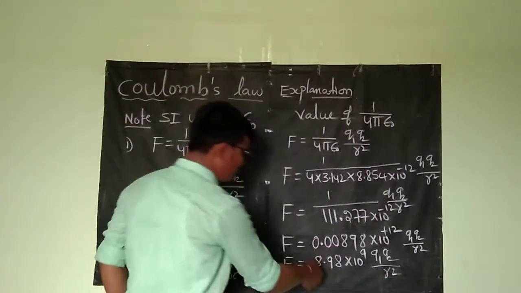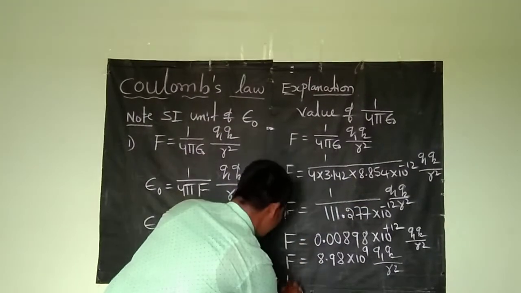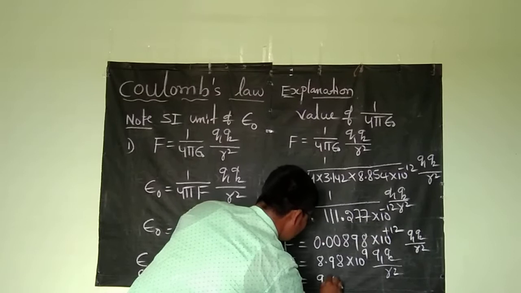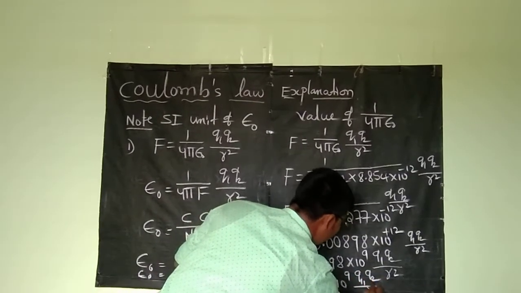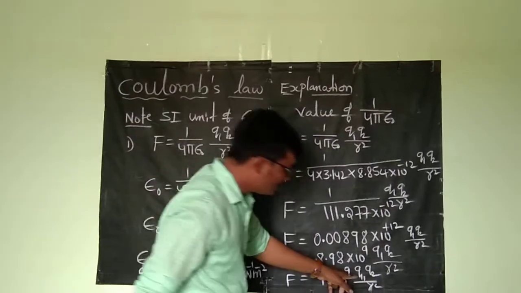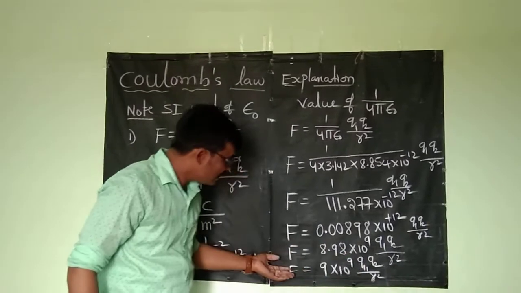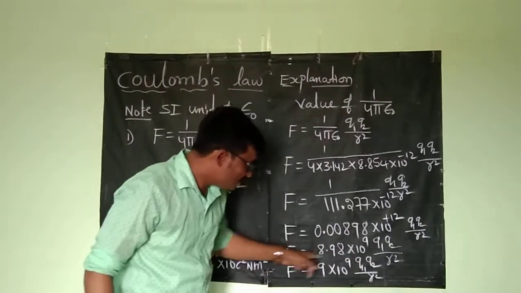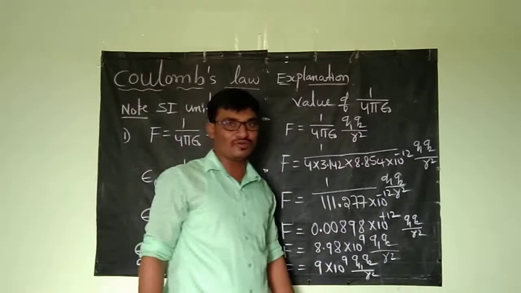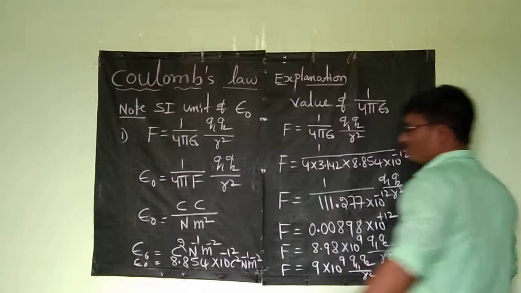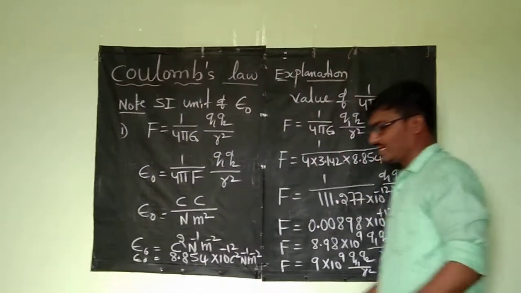So in general we consider its value as 8.98, right? Generally we consider this as 9 into 10 to the power 9 q1 q2 divided by r square. If they give the q1 value and q2 value as well as the distance, we can easily calculate the force between them by knowing the constant value, that is 1 by 4 pi epsilon naught, approximate value 9 into 10 to the power 9. We just have to know the idea. These are very simple concepts.